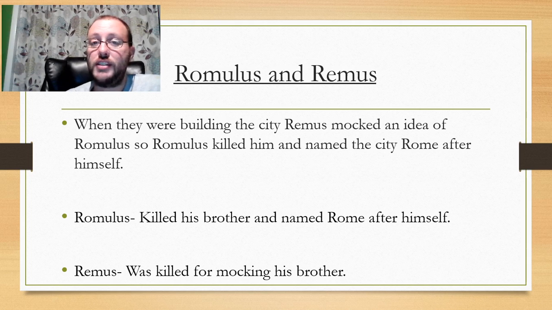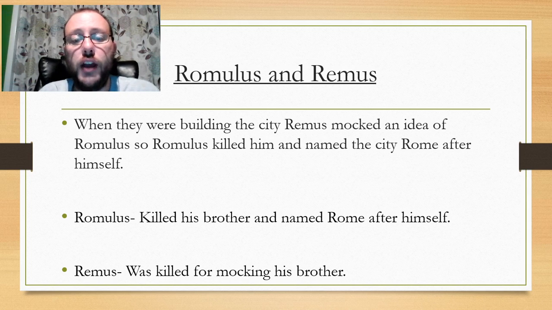Hence, the first three letters of his name are R-O-M, as in Rome. And Remus was killed for mocking his brother. Now, it's believed that when they went to build a city, they were trying to come up with a name. Remus is like, let's name it Rome. And Romulus is like, no, that's a stupid name. Let's name it Rome. And so they argue over the name of the city and how it's going to be set up, to the point that Romulus kills his brother Remus for mocking him.